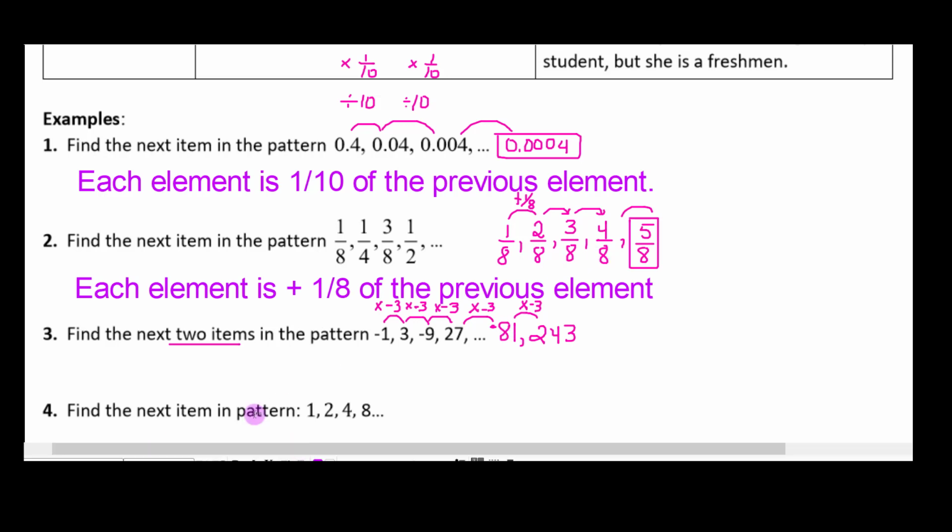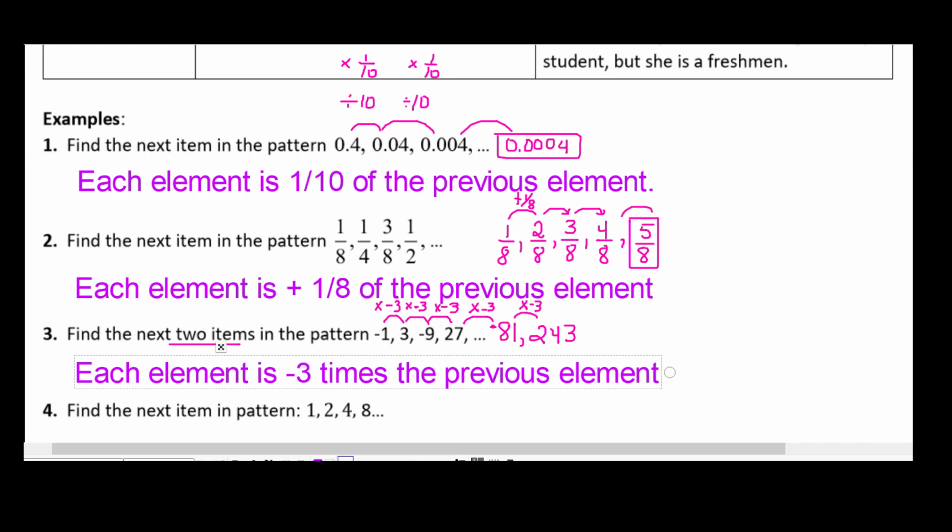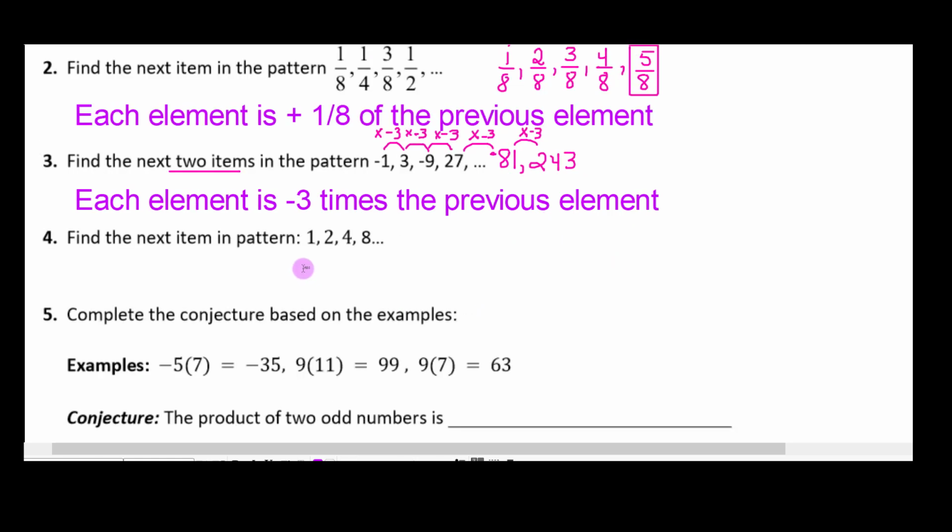And as always, let's go ahead and write the statement. So each element is negative 3 times the previous element. And now if you like, you can stop the video and try the next problem and then see what you get. Let's see what's happening to each number.